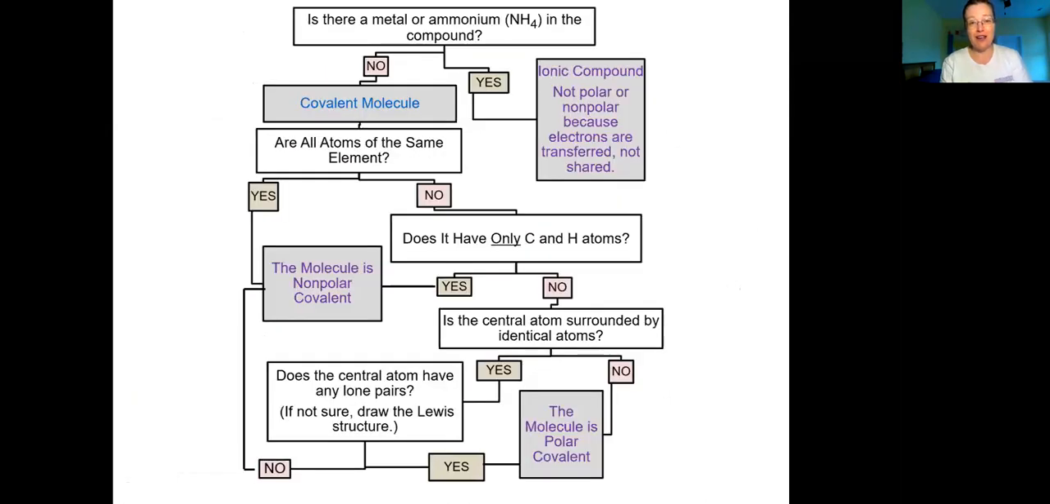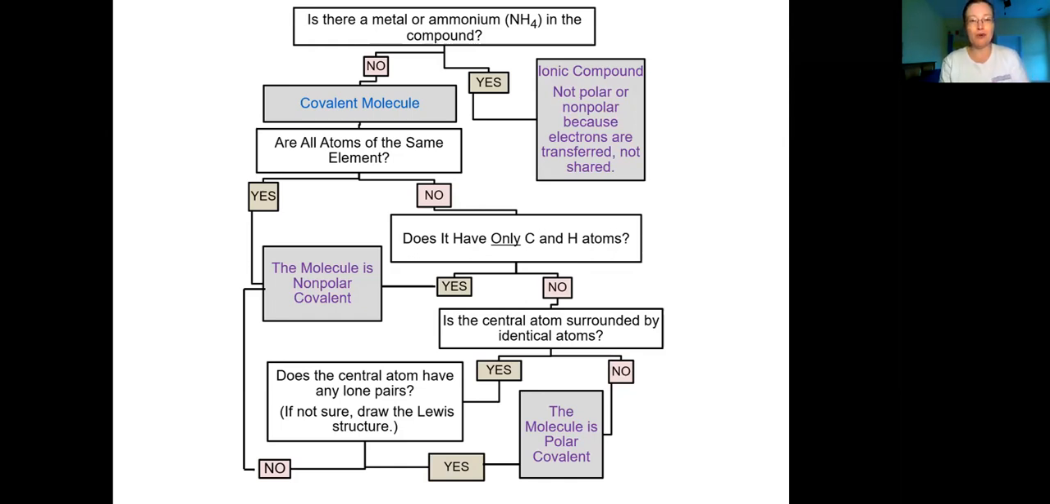I included this with your handout. Some of you will just have your note card that says classic polar, classic nonpolar, what to look for. Some of you may like to have a flowchart like this to follow through with each molecule.